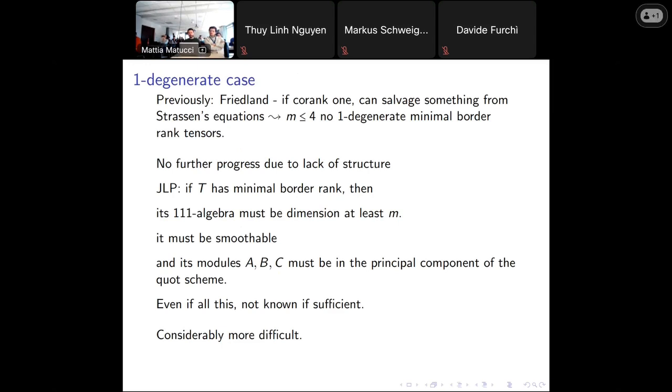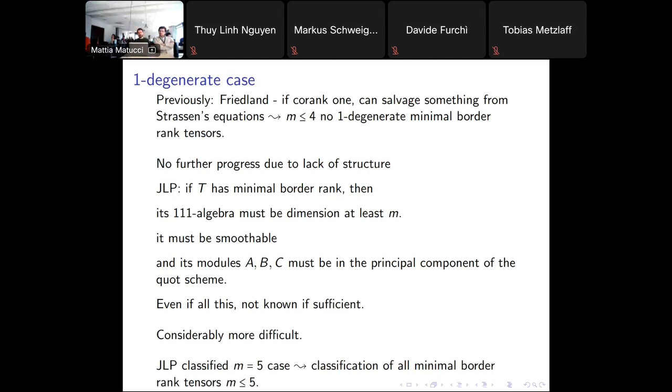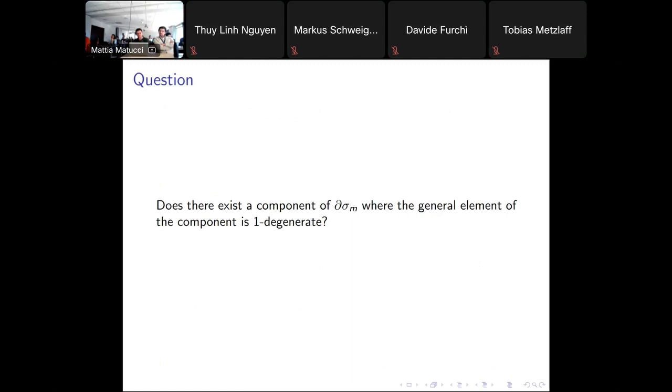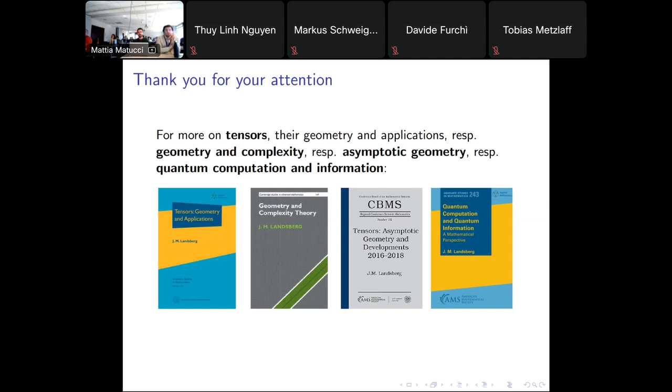So it was a lot harder. Yeah, so that's what I just said. Okay, so we still don't know if there's a component of the boundary with the general element, is this kind of super pathological degenerate case. And I went way too fast, so you'll have plenty of time for questions or coffee as you play this. And I thank you for your attention.